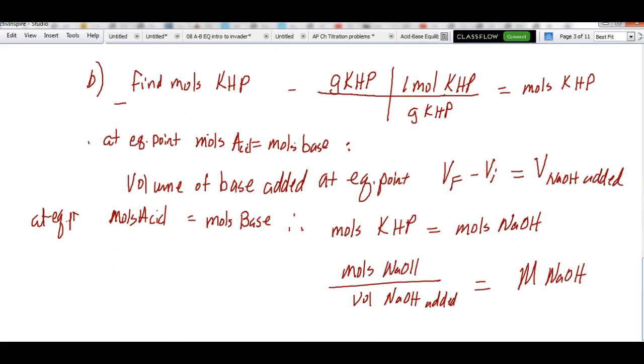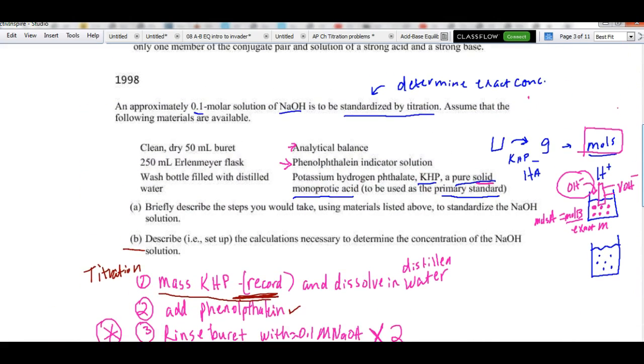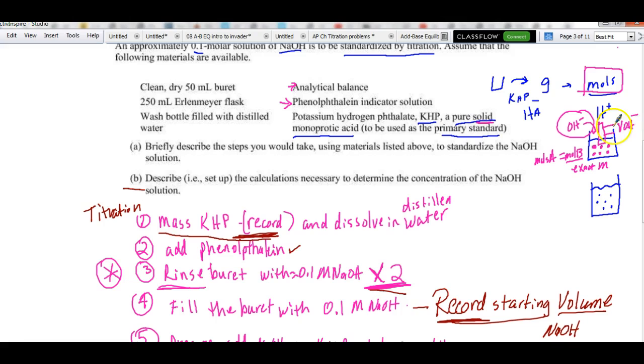Okay, a couple of important things. If you see this word standardized, that means you're going to determine the exact concentration. Almost always, it's done against this primary standard KHP. It's a pure solid, if they ask you.